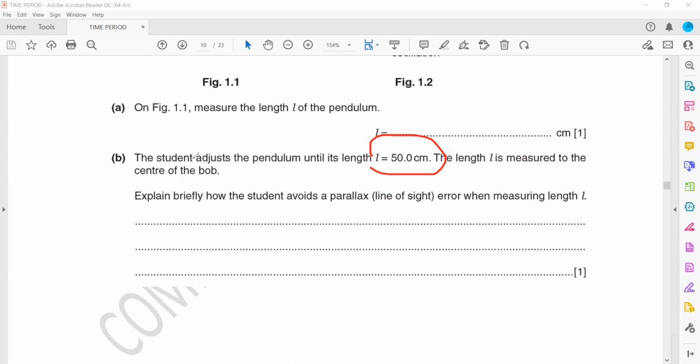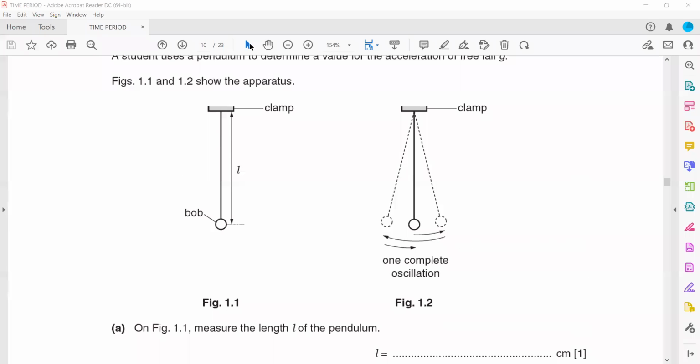The length L is measured from the center of the bob. Explain how the student avoids a line of sight or parallax error when measuring the length. So how can the student avoid a parallax error? For example, the student is measuring the length of this pendulum. To avoid a parallax error, he should look perpendicular. The ruler should be next to the pendulum and we should always look perpendicular.